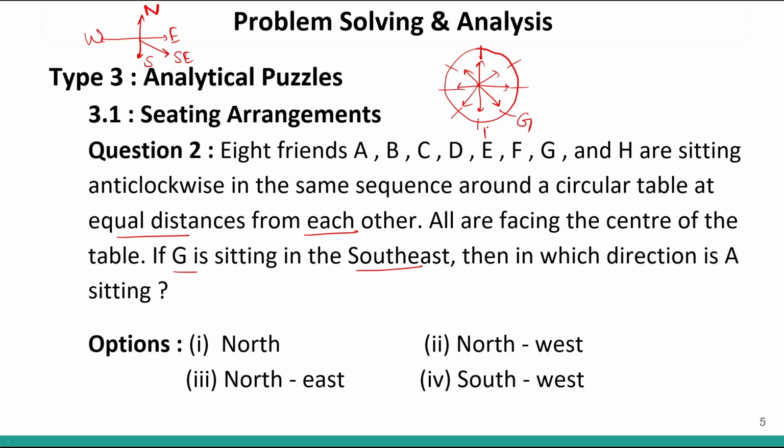Anti-clockwise we have to sit. So F, then E, D, C, B, A and here will be H. So G is sitting southeast. Okay. And they are facing inwards and anti-clockwise they are sitting. So up till here we have satisfied all the conditions. Now we have to find out which direction A is sitting. So A is sitting over here. The direction is clearly this. This direction is called what? Northeast. So the correct answer to this question will be option number 3, northeast.